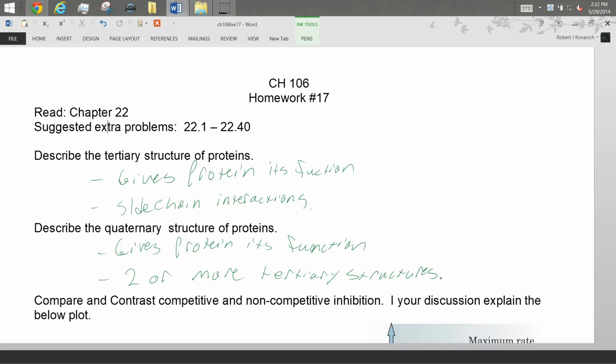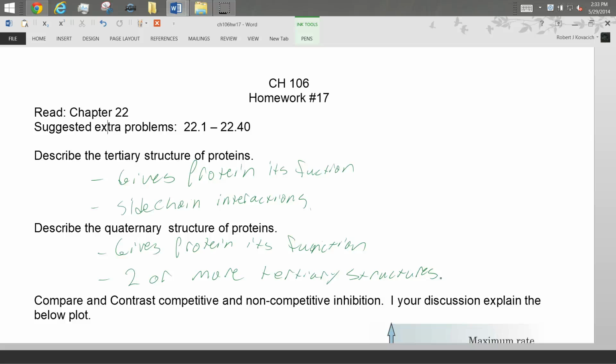Protein function. So your protein has function if it has a tertiary structure. Unless that tertiary structure is supposed to be connected to another tertiary structure, then it doesn't have function until it becomes that quaternary structure. We okay with that? If I'm a protein and I need two tertiary structures, the individual tertiary structures can't function. They only function when the two tertiary structures come together to make the quaternary structure.